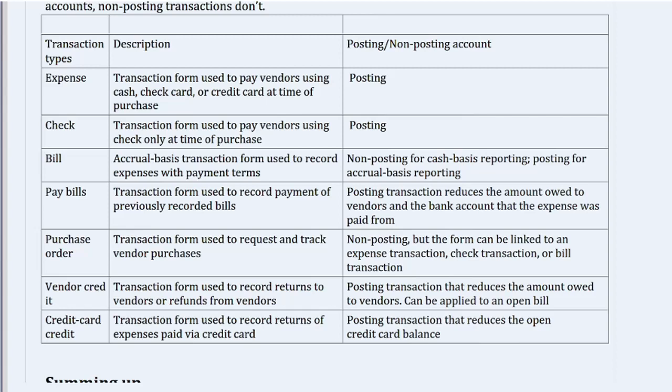Vendor credit. Transaction form used to record returns to vendors or refunds from vendors. Posting transaction that reduces the amount owed to vendors. Can be applied to an open bill. Credit card credit. Transaction form used to record returns of expenses paid via credit card. Posting transaction that reduces the open credit card balance.